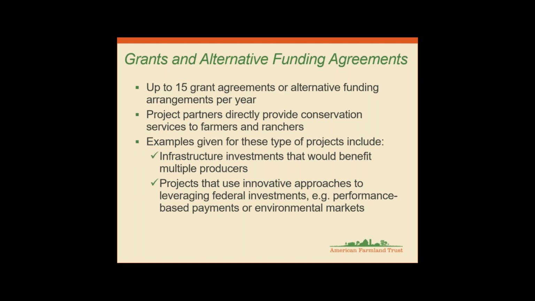Another relatively big change in RCPP comes in the section that talks about grants and alternative funding agreements. The USDA can carry out up to 15 of these per year. Under this type of agreement, project partners would be directly providing conservation services to farmers and ranchers rather than necessarily going through USDA. There are a couple of examples of the types of projects this might include. That could be infrastructure investments that would benefit multiple producers, or innovative approaches to funding like performance-based payments or environmental services markets. So this is, again, something fairly new that would need to be further detailed in the regulatory process.